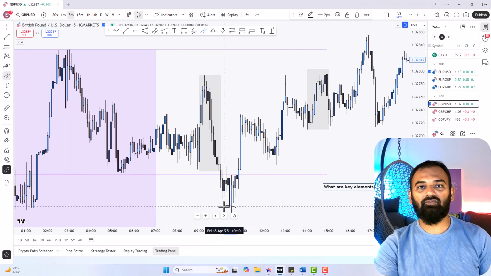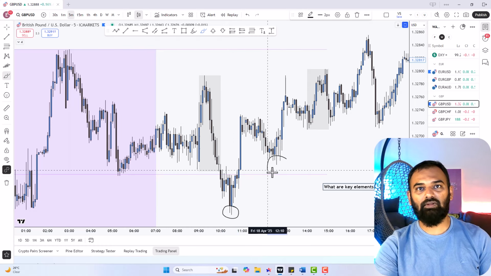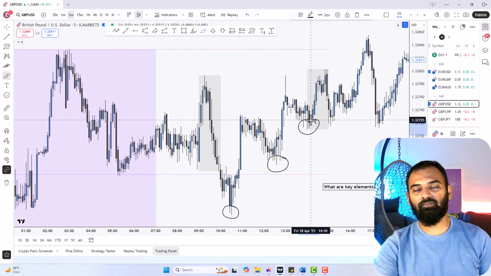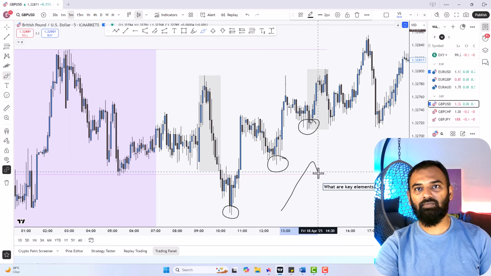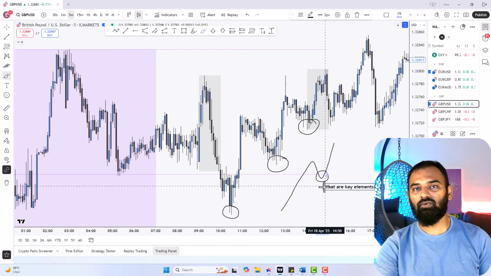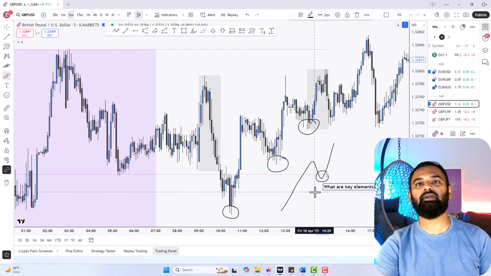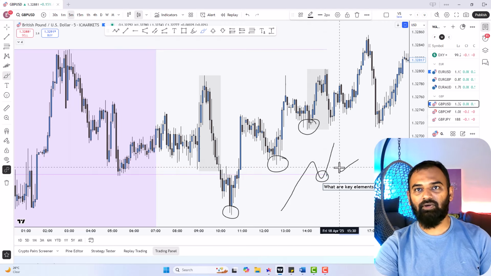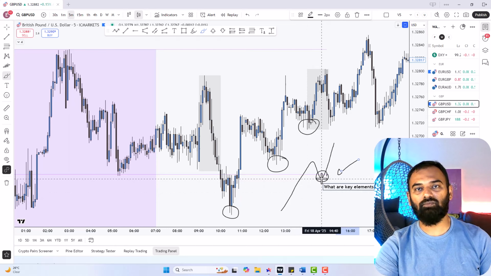In that instrument, it is very simple. This is a low, this is a low, this is a low. Whenever price is going up, then coming back down, then again going up, it is creating a low. Higher low, lower low, we will discuss later. But this particular thing is a low.